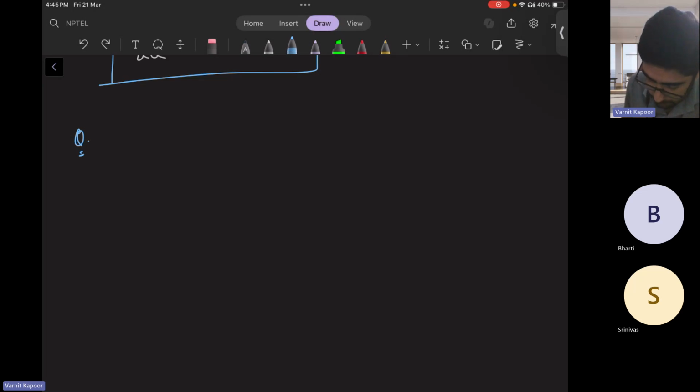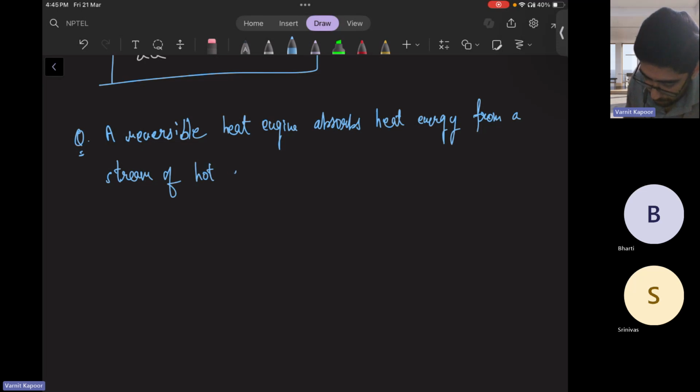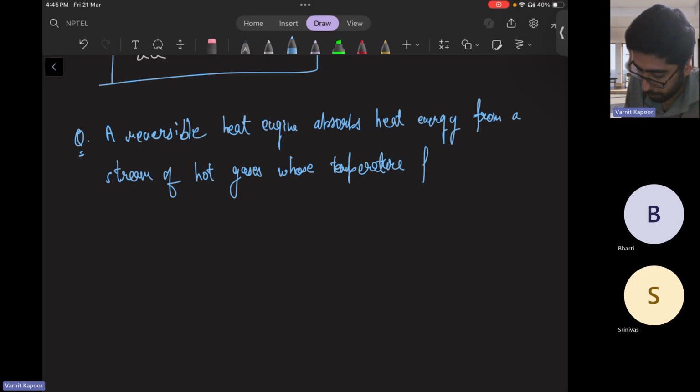Reversible heat engine absorbs heat energy from a stream of hot gases whose temperature falls from T1 to T2. Engine rejects heat at constant.